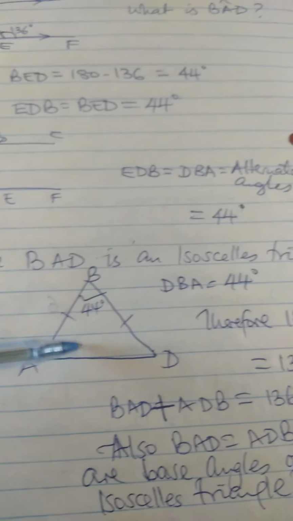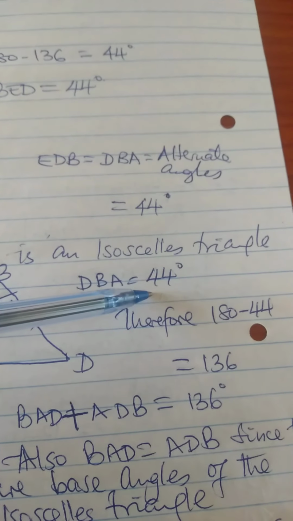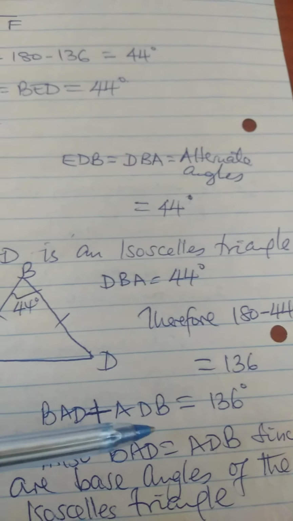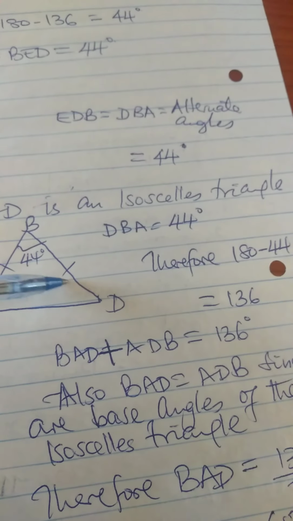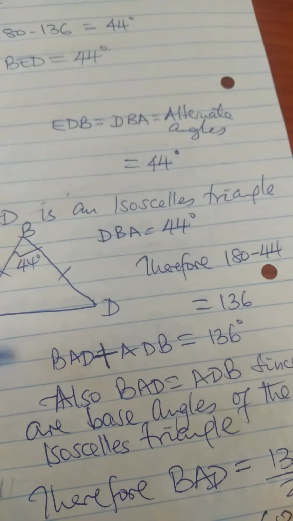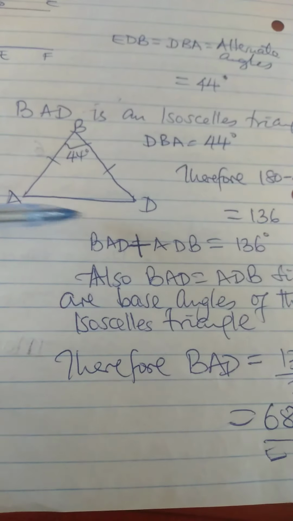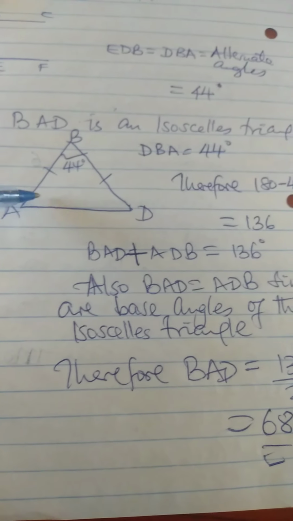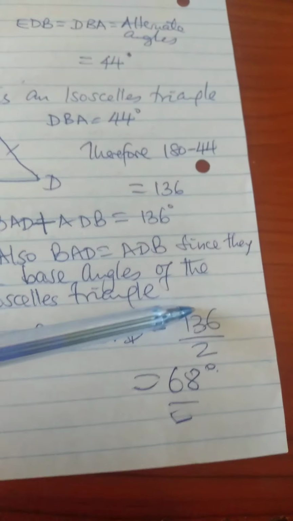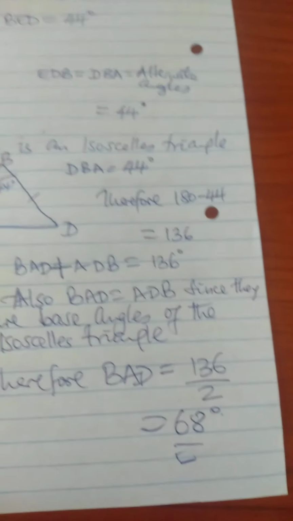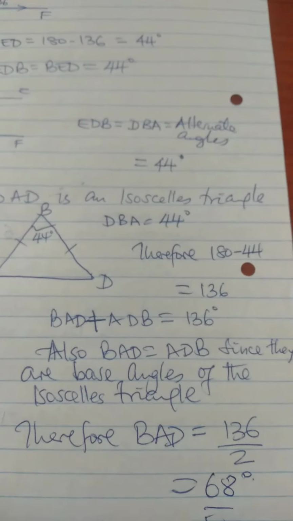These two base angles, I have to calculate. And therefore 180 minus 44, I get 136. Then I divide by 2 to get these two angles. And therefore I get the angle BAD, because this is what I'm looking for, as 136 divided by 2, I get the value of 68. Very well. And we go to question 34.